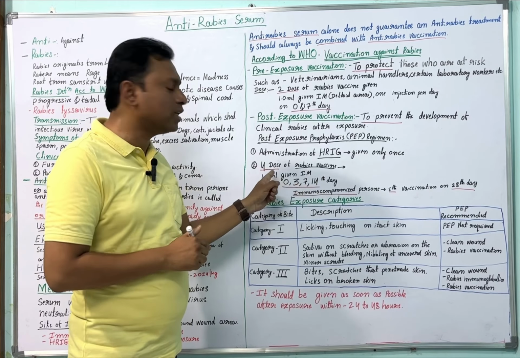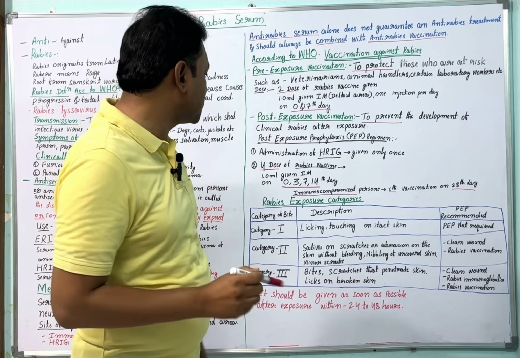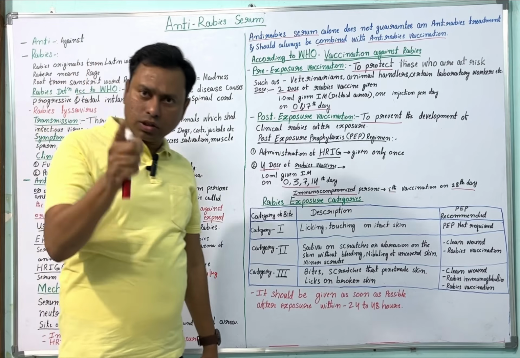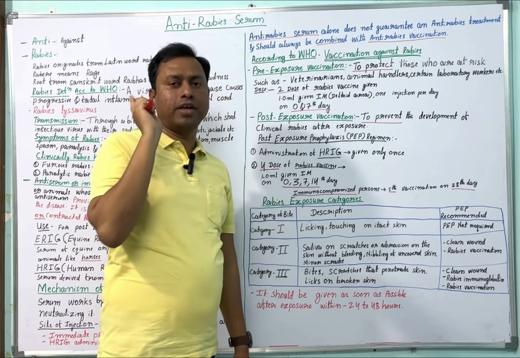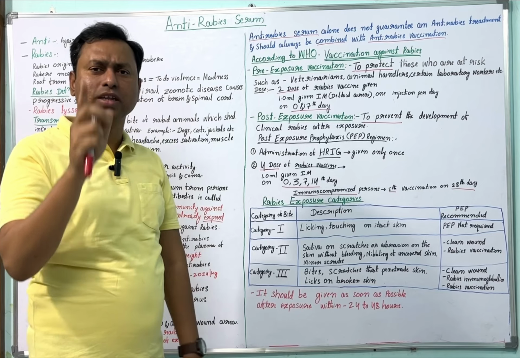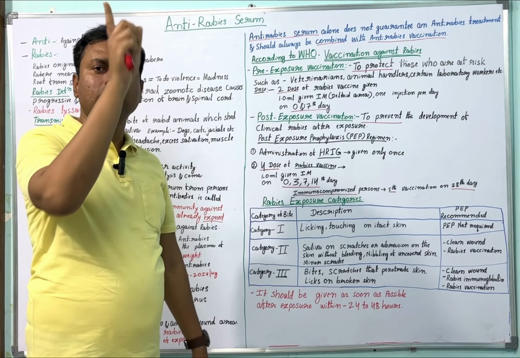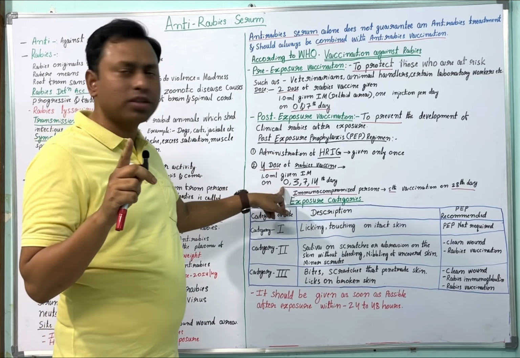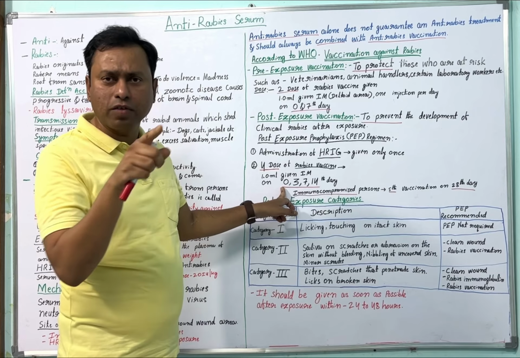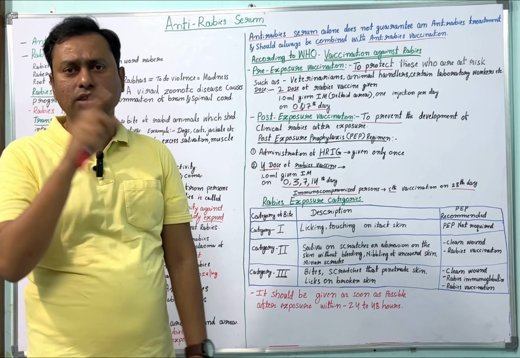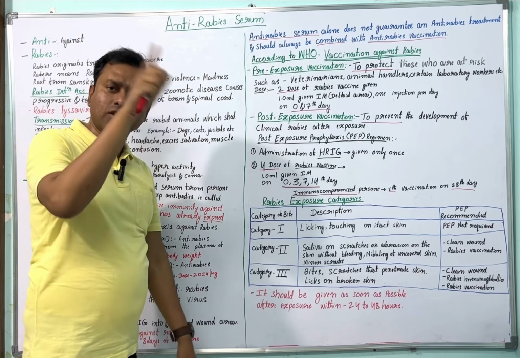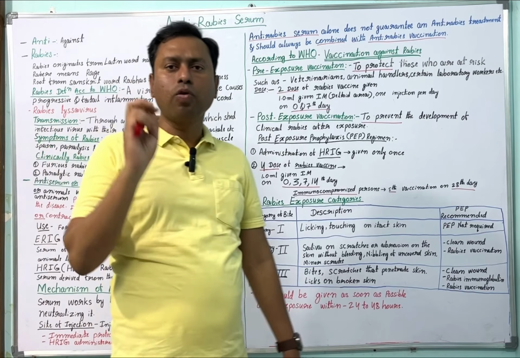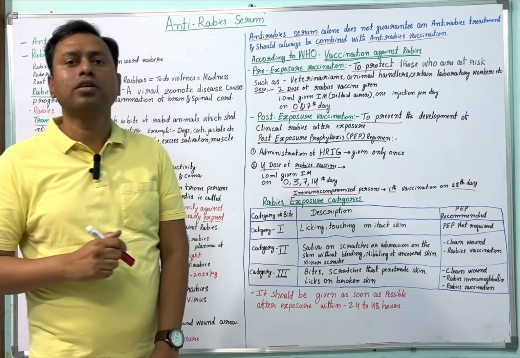The second one is the vaccine. We give 4 doses of the vaccine to the patient, 1 ml given IM, on days 0, 3, 7, and 14. The first dose, day 0, we have to inject within 24 hours, then the second after 3 days, then after 7 days, and after 14 days. In normal people we have to give these 4 doses of the anti-rabies vaccine.